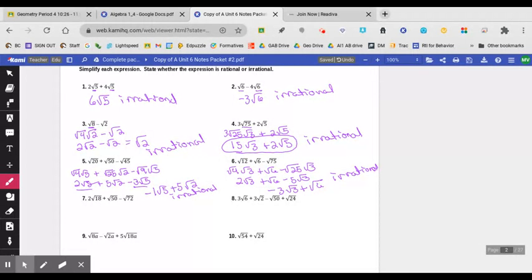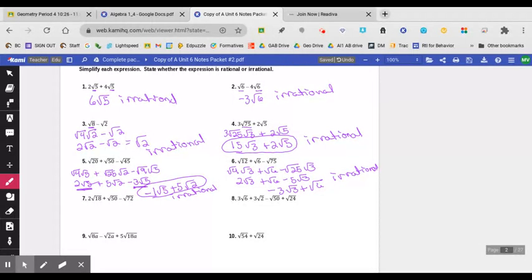Number 5, again, the first thing I do is simplify. Radical 20 becomes radical 4 radical 5, which is 2 radical 5. Radical 50 is radical 25 times radical 2, which is 5 radical 2. Radical 45 becomes radical 9 times radical 5, which is 3 radical 5. The like terms are 2 radical 5 and negative 3 radical 5, so I add those together, which gives me negative 1 radical 5 plus 5 radical 2. So that is my final answer, which is irrational.